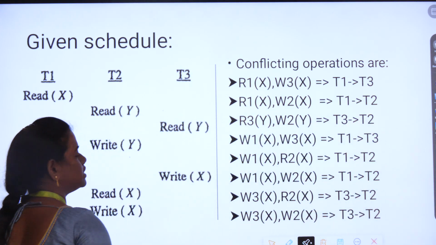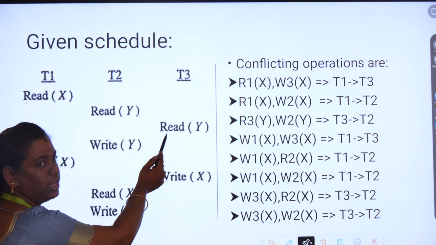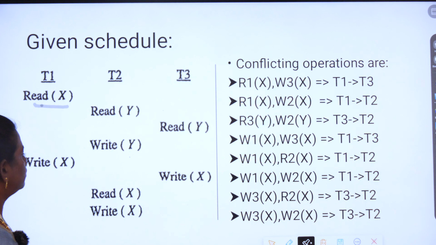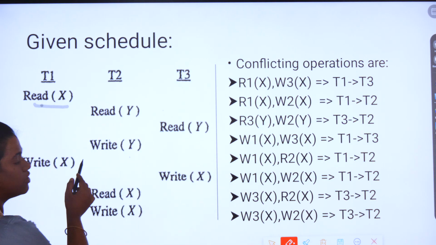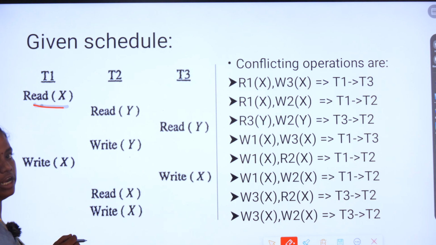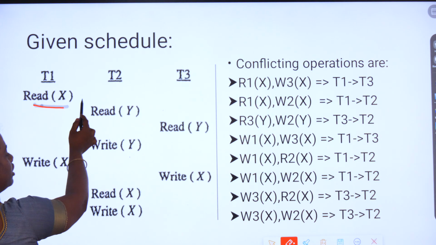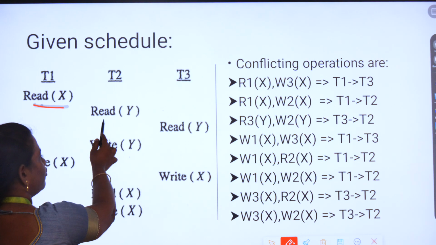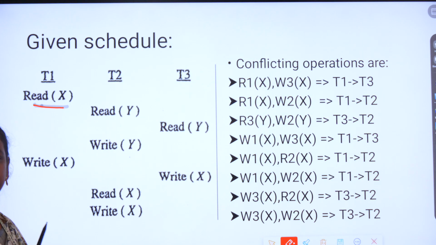Here is the question given. The transactions are T1, T2, T3. First, initially we are going to read X. In transaction 1, your first operation is read of X. For read of X, I need to find the conflicting operations. I am going to compare with the next transaction's operation, that is read of Y. Here there is no conflict because both are read operations.